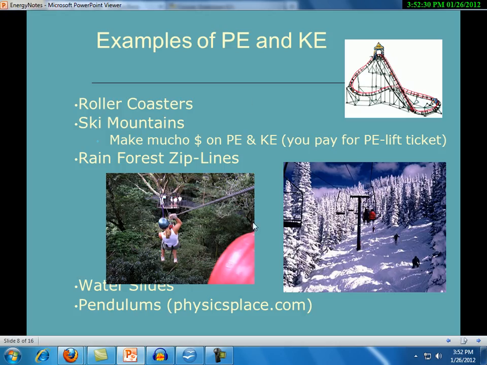And then these are lots of examples I've talked about. I'm going to try to do these quickly, but all of these are examples: water slides, pendulums like in a clock, rainforest zip lines if you've ever done that, bungee cords, ski mountains, roller coasters. All of them are examples of where you start out with potential energy and then it turns into kinetic. Obviously, the higher up you are and the heavier things are, the faster you're going to go down the roller coaster.